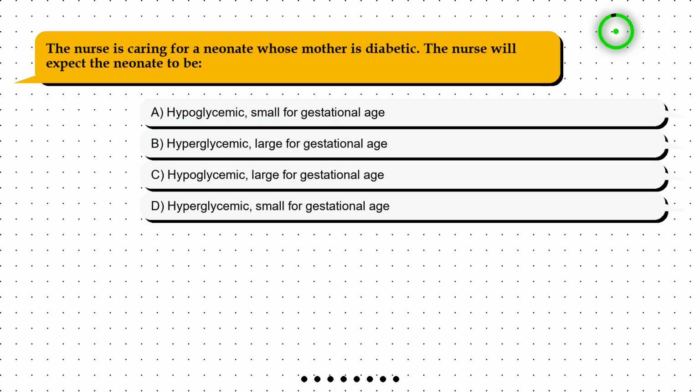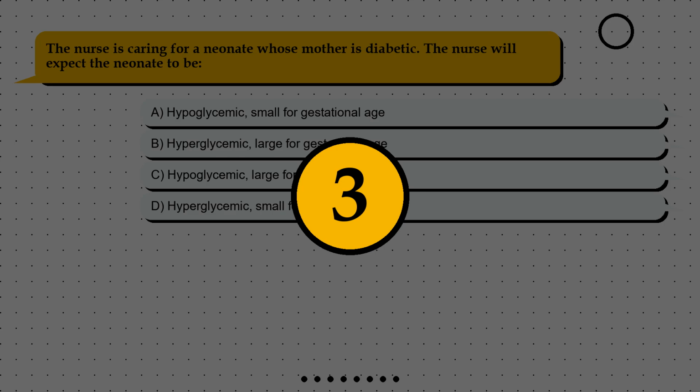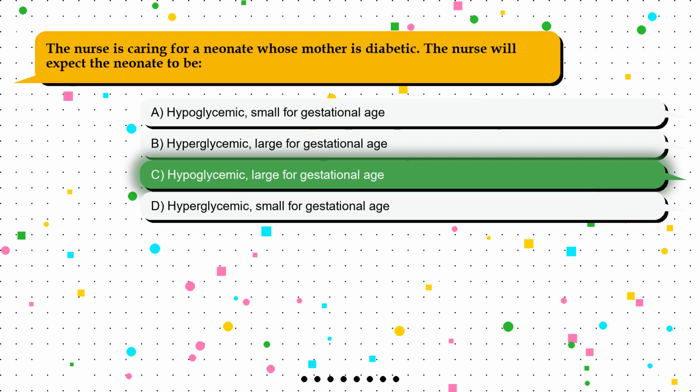Question 2. The nurse is caring for a neonate whose mother is diabetic. The nurse will expect the neonate to be: Option A, hypoglycemic, small for gestational age. Option B, hyperglycemic, large for gestational age. Option C, hypoglycemic, large for gestational age. Option D, hyperglycemic, small for gestational age. The correct answer is option C, hypoglycemic, large for gestational age.